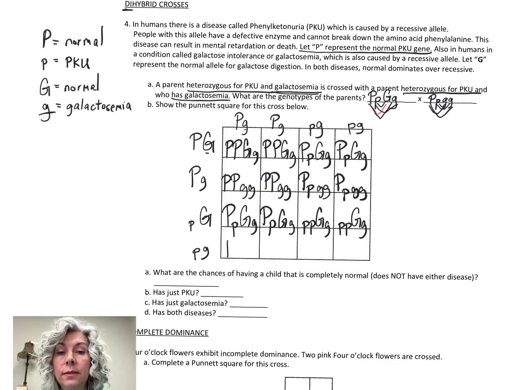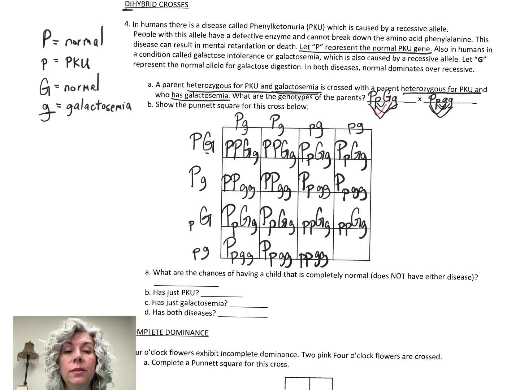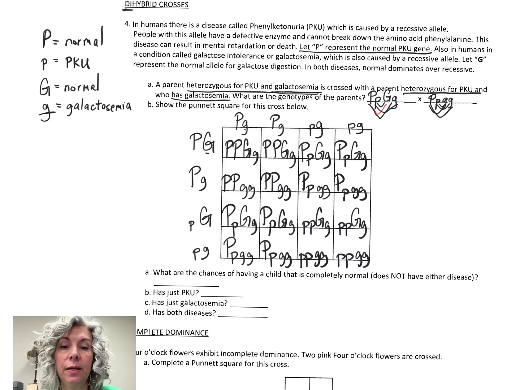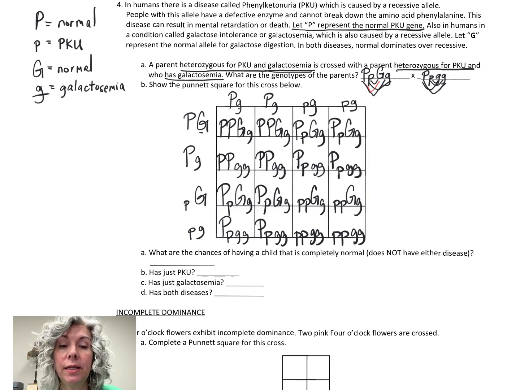Last line. Capital P, bringing it down. Lowercase p, bringing it over. Two little g's. Capital P, lowercase p, two lowercase g's. Two little p's, two little g's. Done. We got it filled in. Okay, we'll scroll up. Here comes the motion sickness. Apologies.